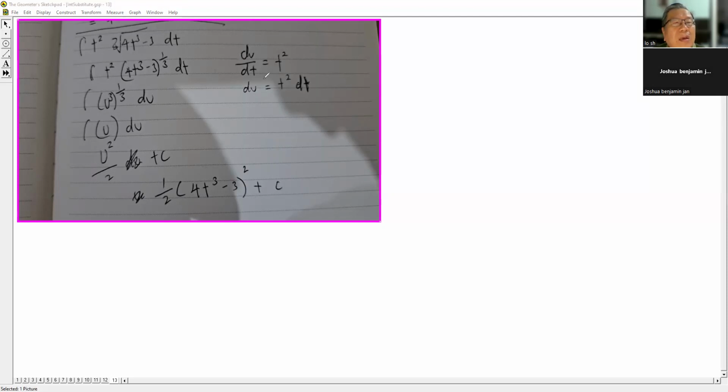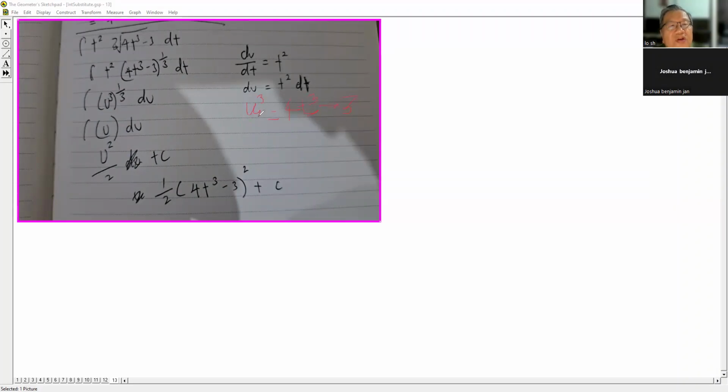You use u equals u cubed, correct, equals to 4t cubed minus 3. Oh, your differentiation is wrong, right?